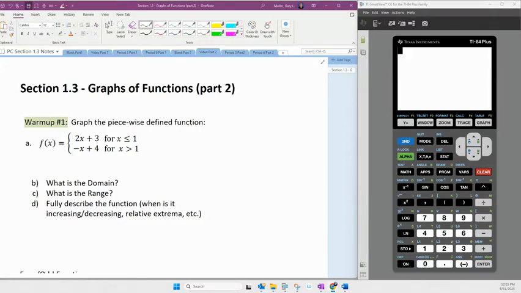In this video, we're going to continue talking about section 1.3 and graphs of functions. This is part 2. As a warm-up, I'd like you to again practice another piecewise defined function. Make sure we understand the meaning.